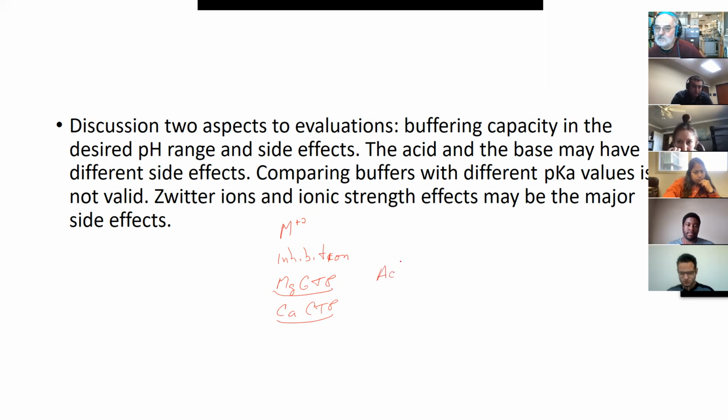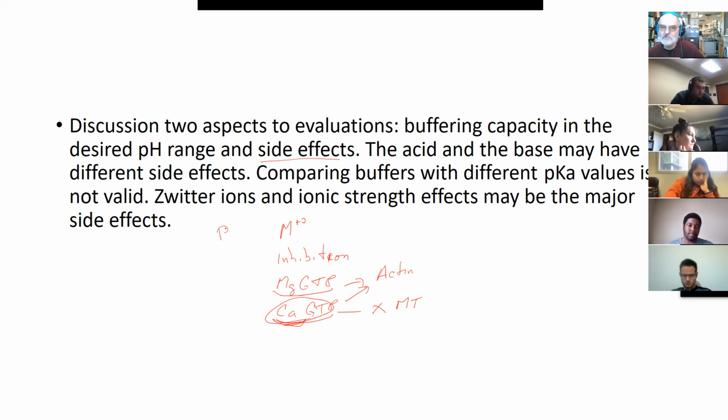For actin, for example, actin filament assembly, either one of these works with actin, okay? But calcium will inhibit microtubule assembly because there's a calcium binding site on tubulin that's inhibitory. So only magnesium GTP will work with tubulin, okay? The calcium binding site is not at the ATP site or the GTP site, it's somewhere else in the protein. And so you sort of have to know what these side effects might be, what these inhibitory effects might be.